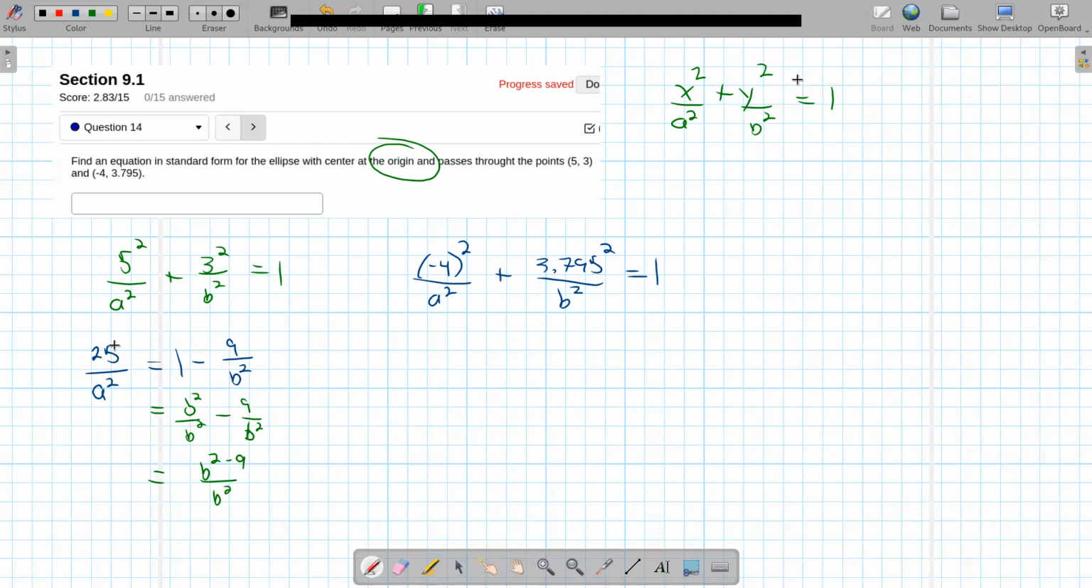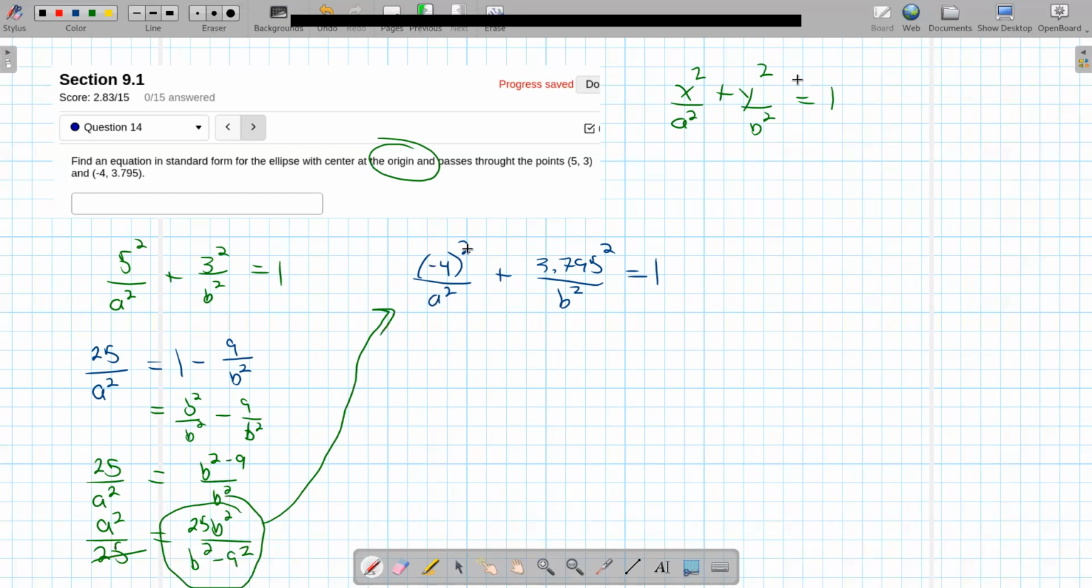So I have b squared minus 9 over b squared. And I want to flip both sides. So right now I have 25 over a squared equals that. So then a squared over 25 equals b squared over b squared minus 9. Then we can just multiply that 25 up to the other side, and we've solved here for a squared. And then we can bring that over to the other equation and try and solve. So replacing the a squared with all of this, we're going to get a complex fraction that we'll have to clean up.